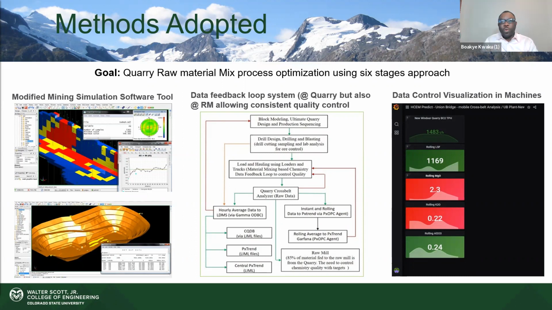What we also did was create a data feed loop, a closed loop where the data is collected, for us to see whether we can control the chemistry of the material used from the quarry. We developed that as a methodology. Then we also created a visualization system for our operators to see the actual impact on quality so that we can adjust and make sure we do not overmine. So these were some of the methodologies that were adopted.